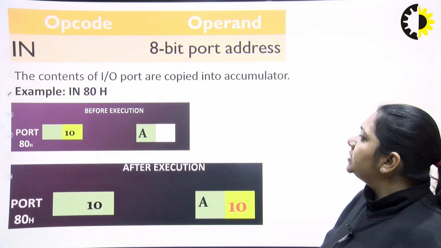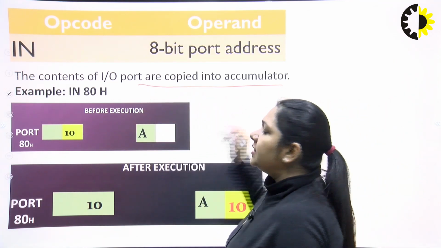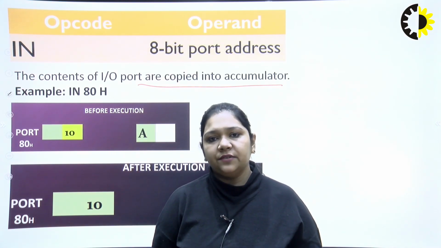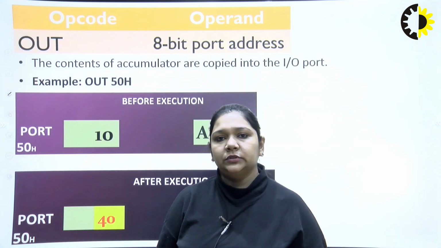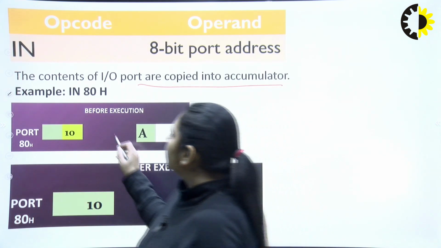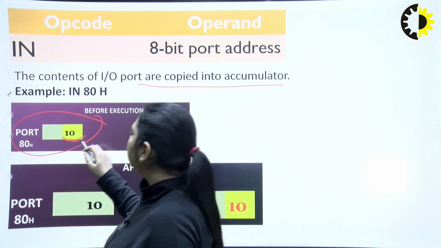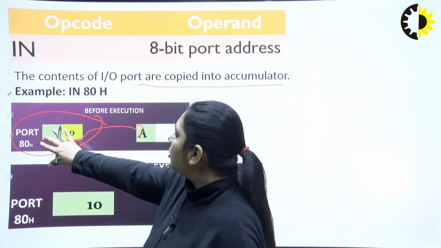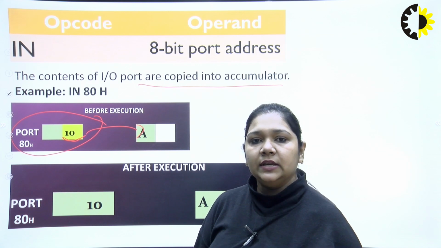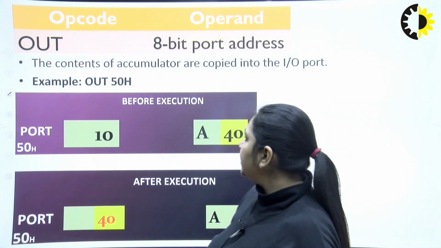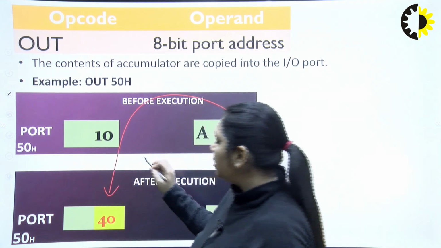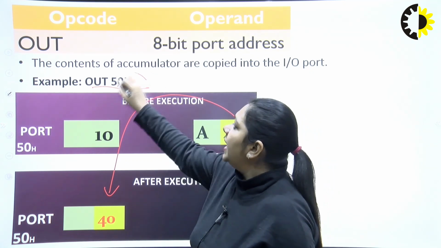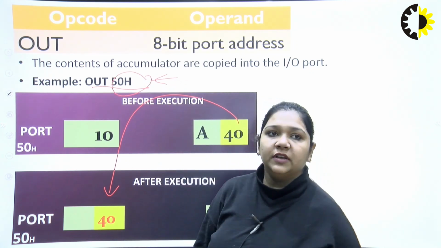Next are the IN and OUT instructions. The IN instruction is used when the input output port's contents are copied into the accumulator. There are 8-bit port addresses given here in input output port. Both port addresses are of 8 bits. Suppose the port address is given as 80H. So 80H's content will be copied to the accumulator when I need input, because it is into the accumulator, and OUT means the accumulator's contents will be copied to the port address given here. For example, it was given OUT 50H. What will happen? Accumulator's content will be copied to 50H.